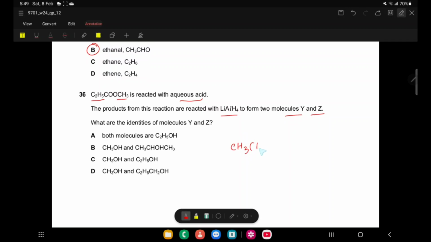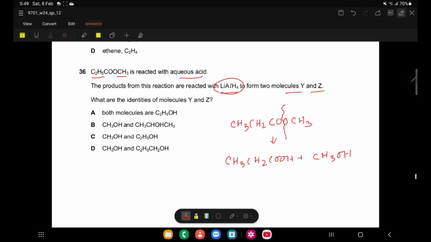So let me write it this way: CH3CH2COOCH3. It will be broken down into CH3CH2COOH plus CH3OH. That means the breaking is happening here. Methanol and propanoic acid. This is a reducing agent, so between these two, the acid will react with this reducing agent.